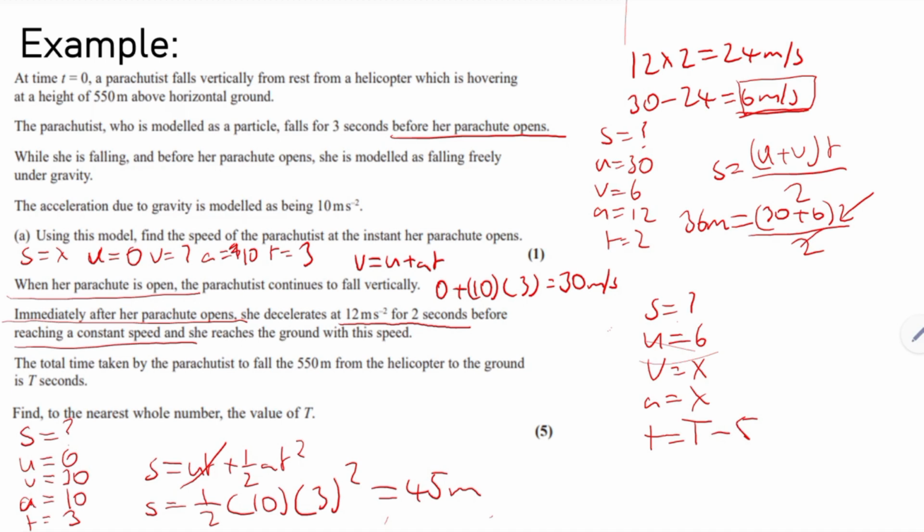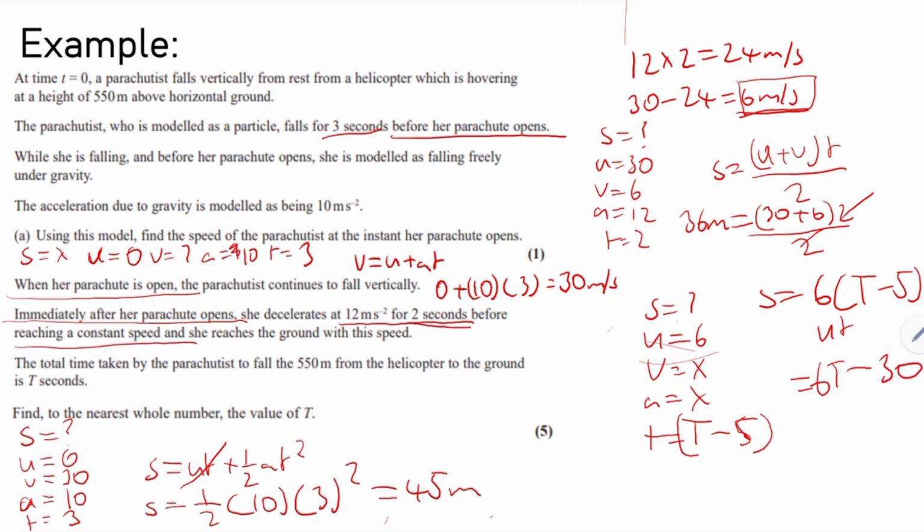And you'll be wondering, why is it minus 5? That is due to the fact that the first portion of her journey is 3 seconds, and the second portion of her journey is 2 seconds. So we already know that 5 seconds have gone, so we will leave it as T minus 5. Now to find S, we just need to do S equals U times T, which is 6 times (T minus 5). So that will be equal to 6T minus 30.